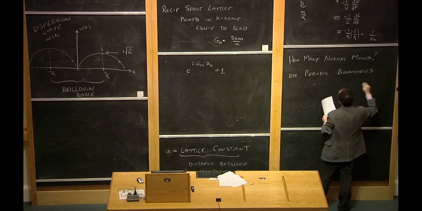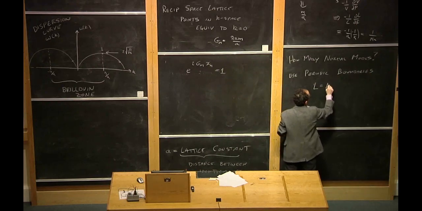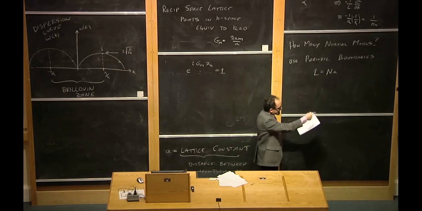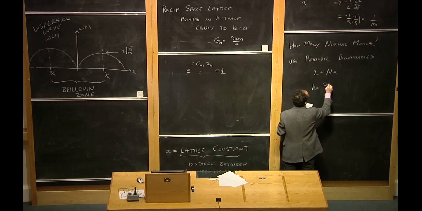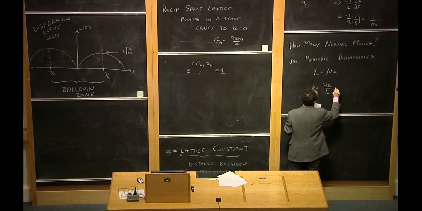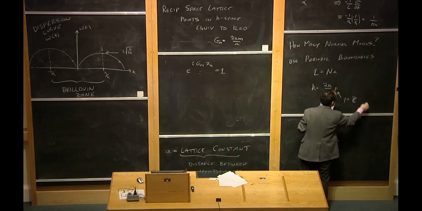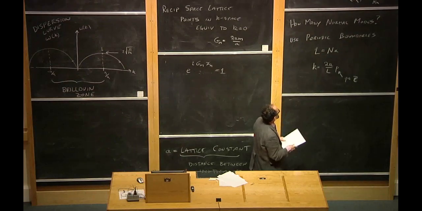So we're putting the springs in a big circle. Let's let the circle have a length L, which is n, so n masses around in a circle, length L. So k then has to be 2 pi over L times some integer p, where p is an element of the integers. That's the usual way it happens when we put everything in a periodic box.